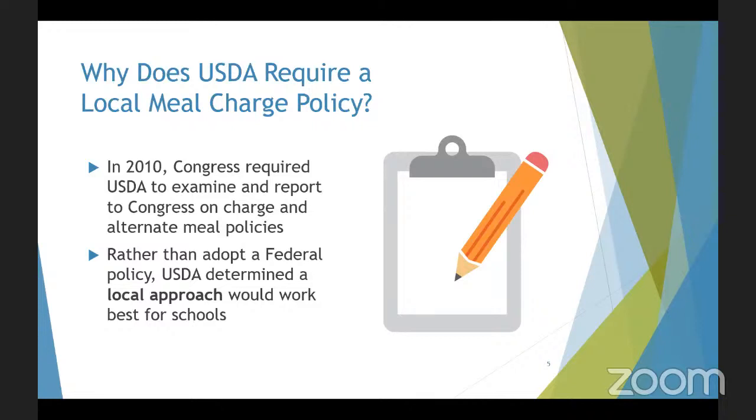After this examination, USDA had a better understanding of where clarification was needed and how USDA could best support the nation's schools. Rather than adopt a federal meal charge policy, USDA decided to give local SAUs and SFAs discretion to determine what policy would best meet the needs of their students.